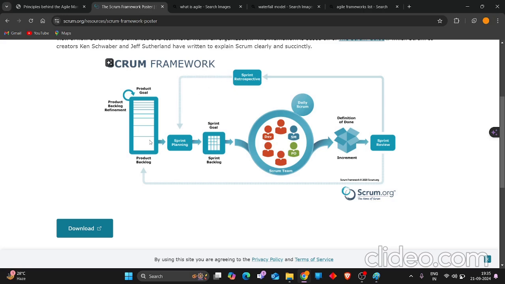So that's how each sprint is done, and after a particular goal of 8 to 10 sprints, the whole project is done. That's how the Scrum framework works.